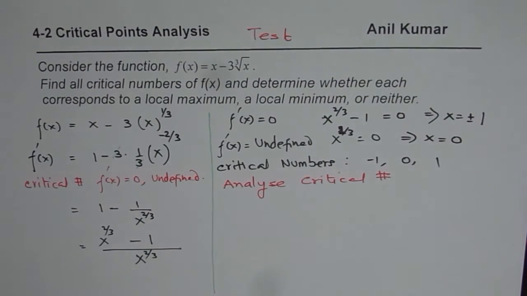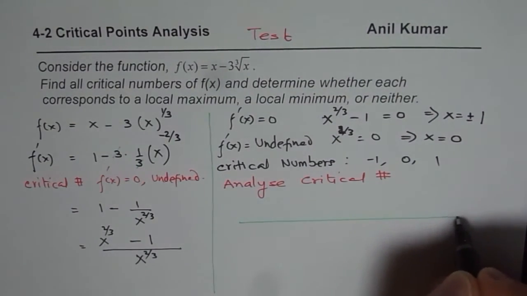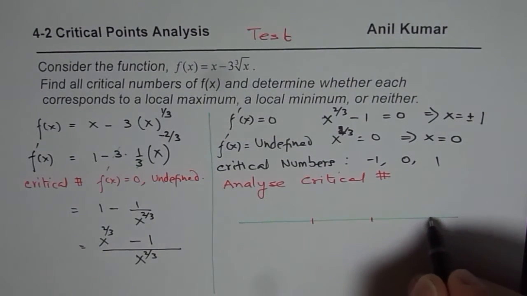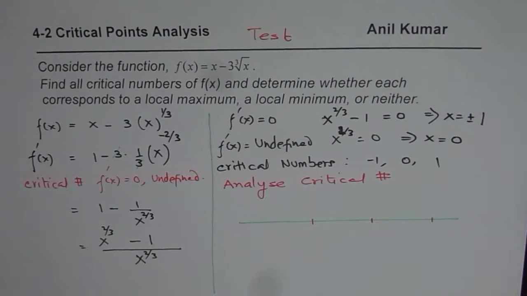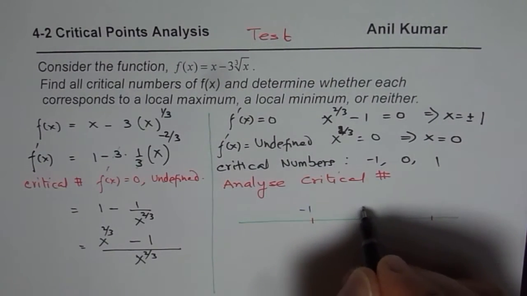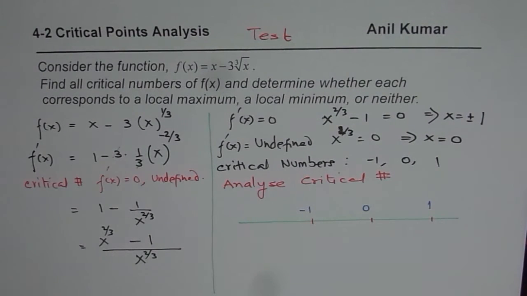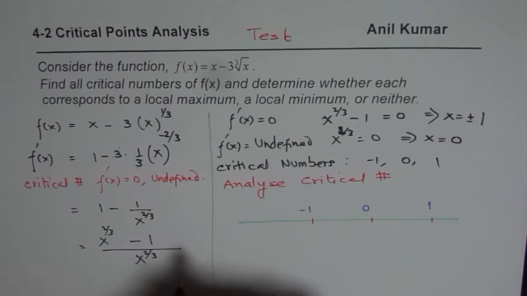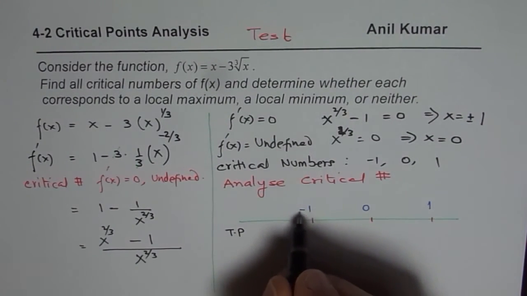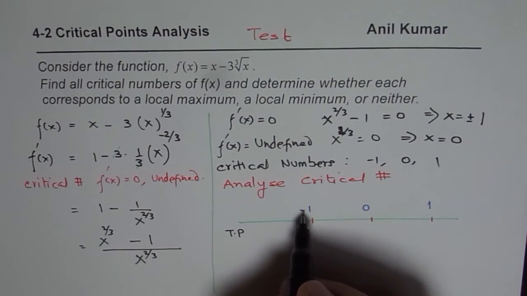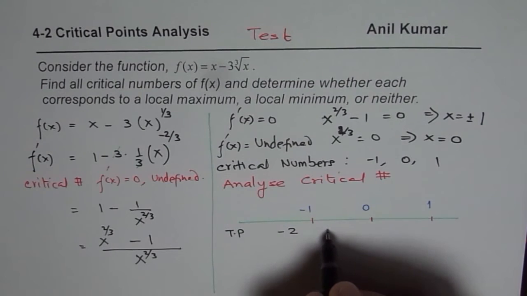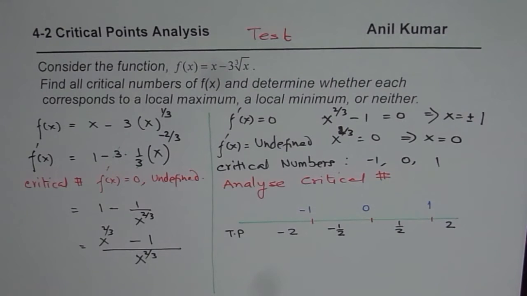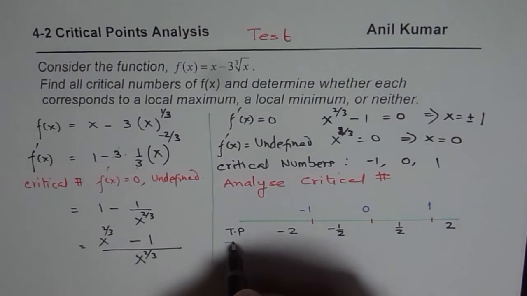When I say analyze critical numbers, strictly speaking, I'm trying to analyze the intervals which we get because of these critical numbers, right? So the critical numbers for us are minus 1, 0 and 1. So let us take test points, right? We have this interval which is from minus infinity to minus 1. So we'll take a test point, which could be, let us say, minus 2. Somewhere here minus half. And here we could take half and then 2. So these are our test points, right? So we got test points.